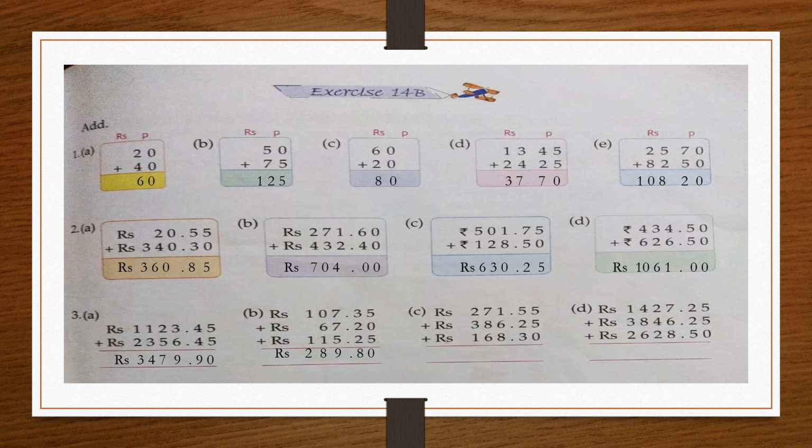Then C part: 271 rupees 55 paisa, 386 rupees 25 paisa, 168 rupees 30 paisa. Add it and you will get 826 rupees 10 paisa. Now D part: 1427 rupees 25 paisa, 3846 rupees 25 paisa, 2628 rupees 50 paisa. Add it and you will get 7902 rupees. In this way, children, you will do the addition of money.